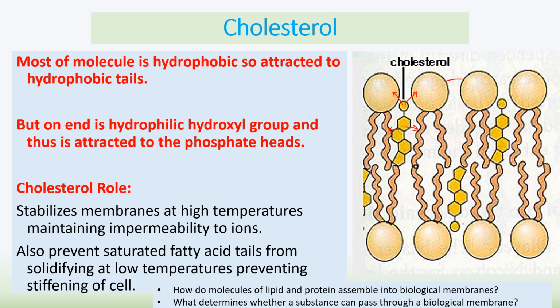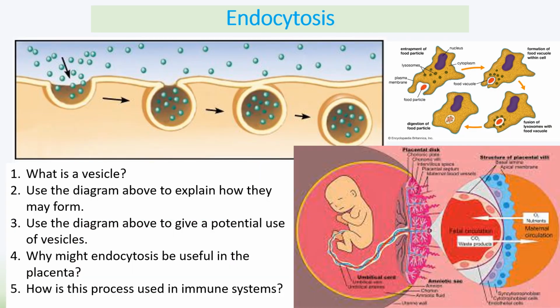So it has two roles. At high temperatures, it maintains the strength of the membrane and maintains its impermeability so it doesn't get too fluid, but at low temperatures it prevents the saturated fatty acids from sticking together and preventing stiffening of the cell. So it really does regulate the fluidity of the membrane.